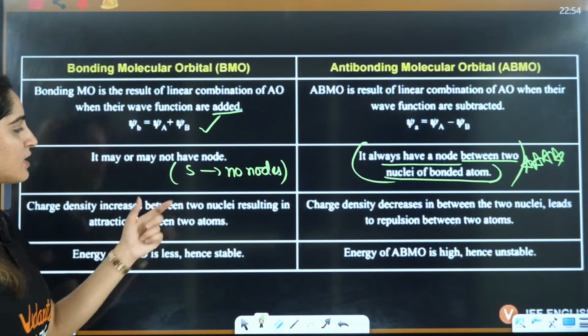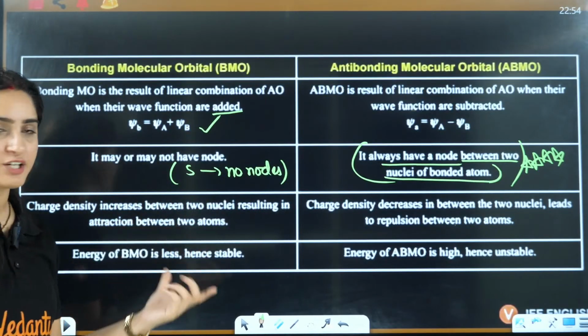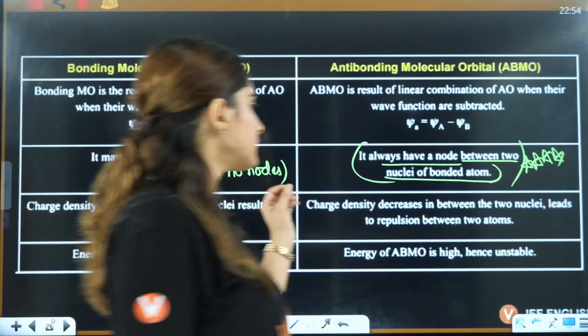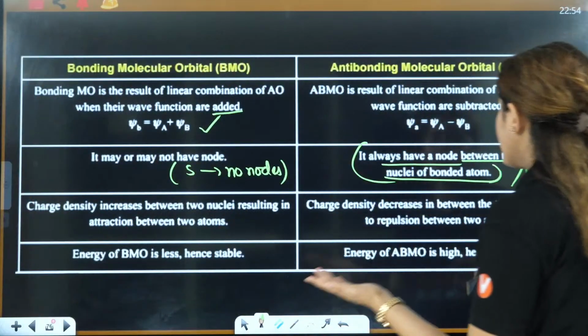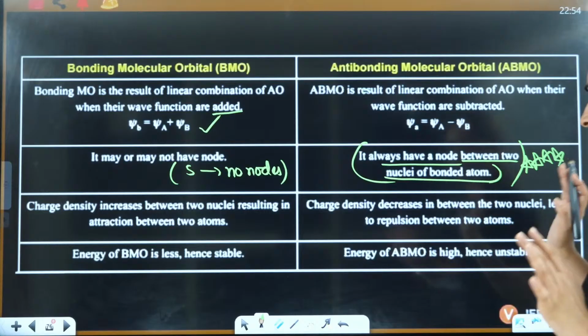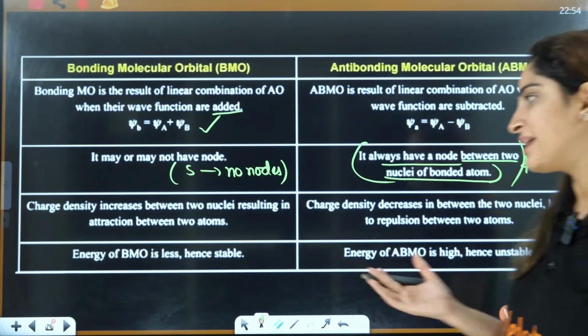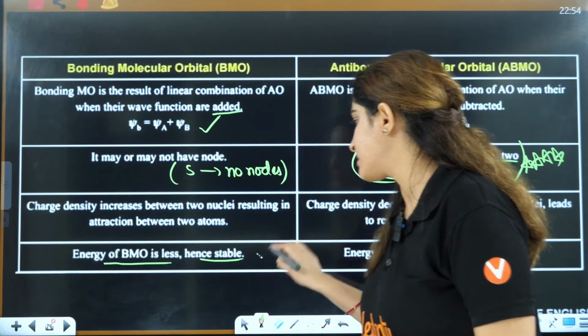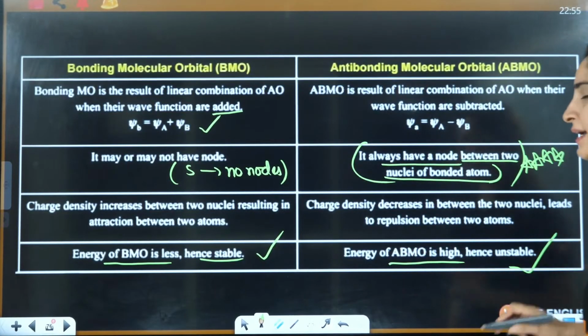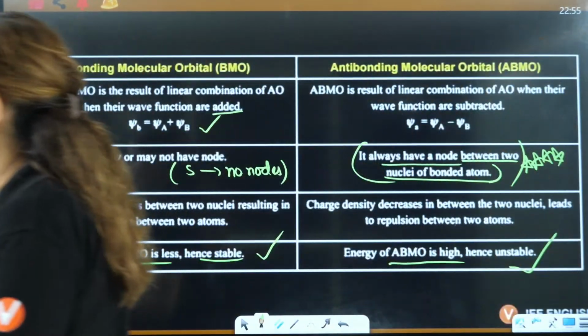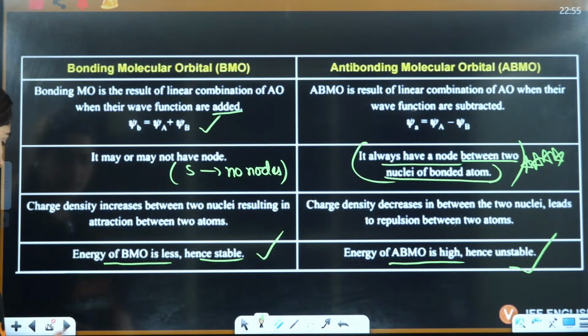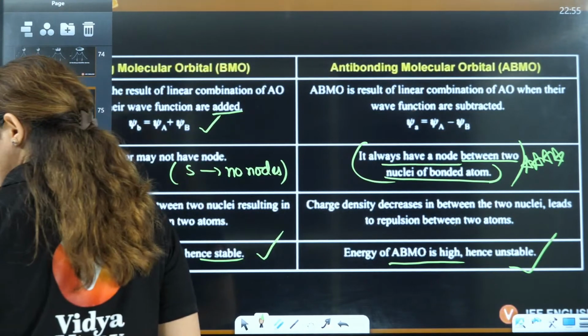Then charge density increases between two nuclei, resulting in attraction of two atoms, right? In anti-bonding it decreases between the nuclei, so resulting in repulsion between two atoms. So energy of BMO is less, hence stable. ABMO energy is high, it is unstable. And that's it for today, guys. Right? Okay.